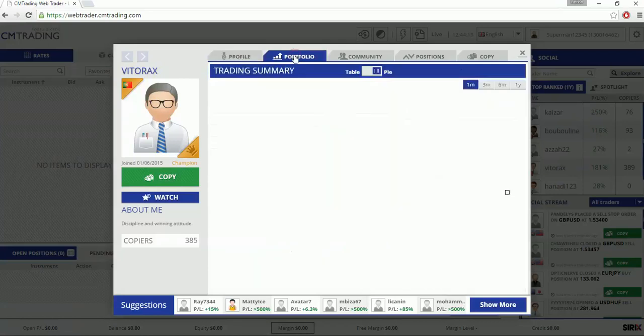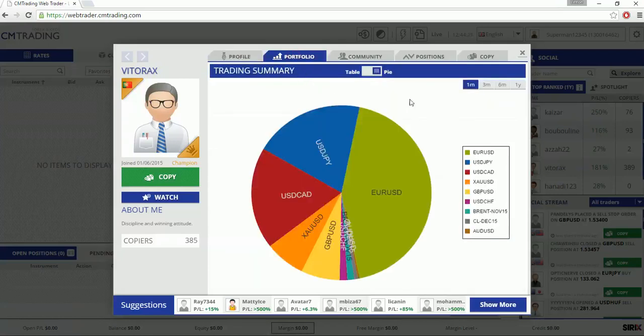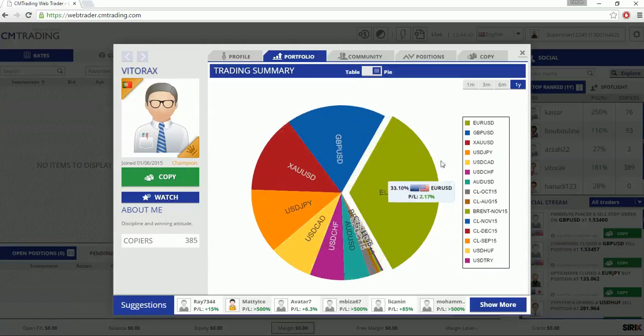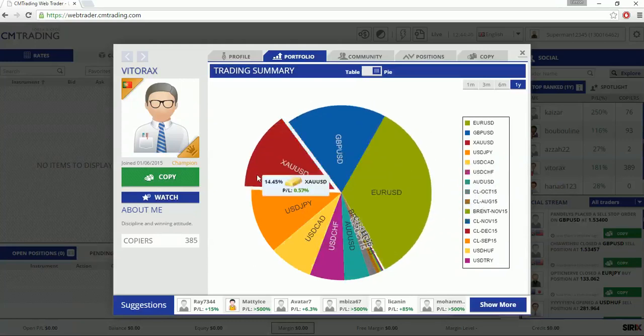So I click on the portfolio tab, and this tells me what instruments he's trading. So over the last month, 3 months, 6 months, 1 year, what he's traded. And the majority of his trading I can see is Forex related, and a bit of commodities in there as well. There's some gold, some Brent, which is oil. So a little bit of commodity trading, but mostly Forex trading, and he's up really nicely on his Forex trading. So happy with his wagon wheel, happy with the instruments that he trades.